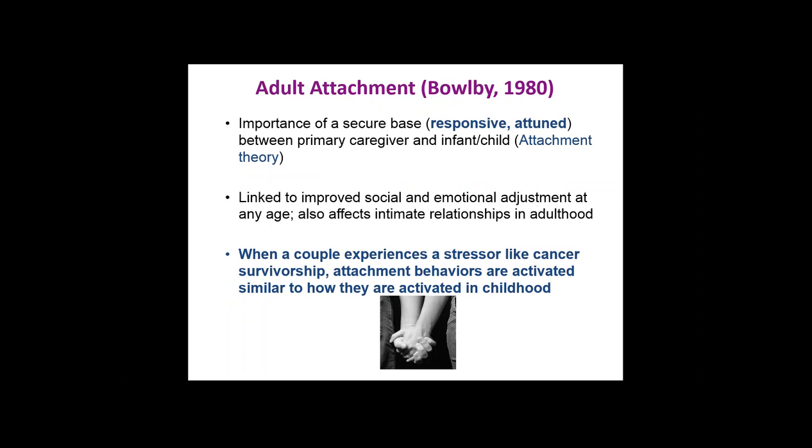I use adult attachment theory quite a bit, which fits nicely with Dr. Rowland's family systems and illness model. Those of you who don't know this theory: in the beginning, John Bowlby talked a lot about parents' and primary caregivers' attachment to their infants and children, but it's also very important in adult relationships. Couples who have secure attachment tend to have better communication, better connection to each other, and better outcomes. So our goal in my research team is to work with couples who are survivors and improve their secure attachment to each other as they make this transition.